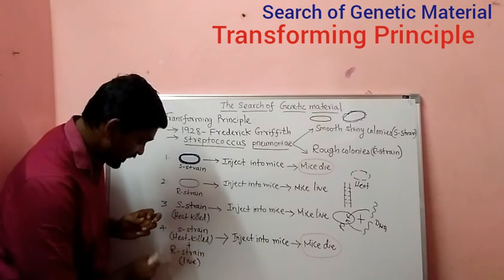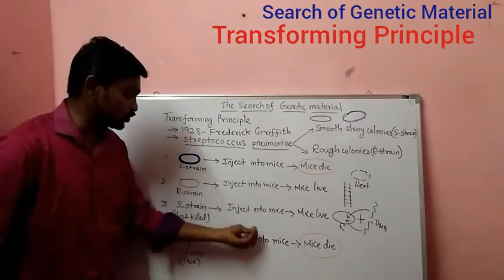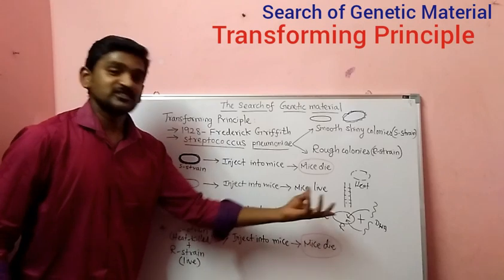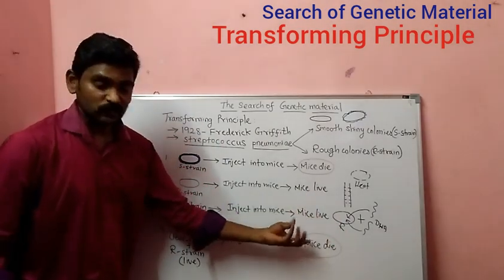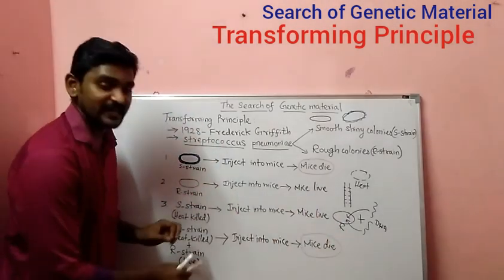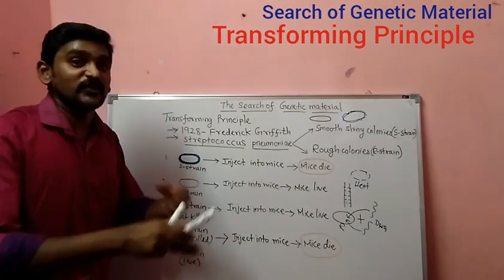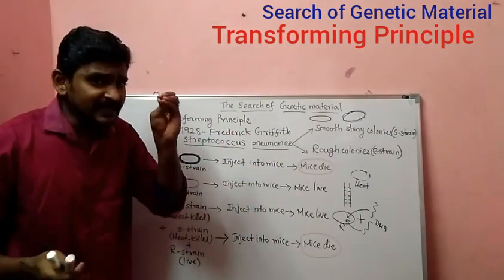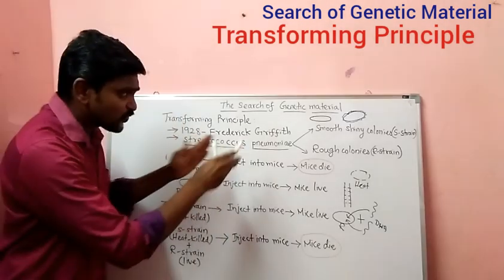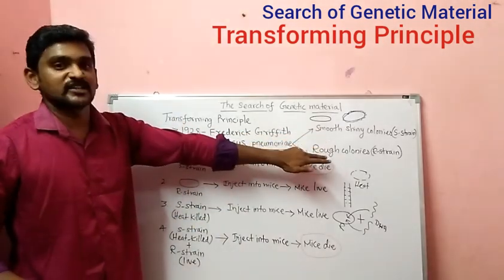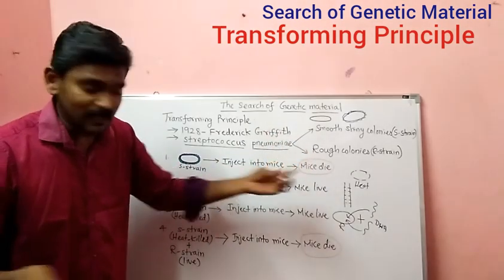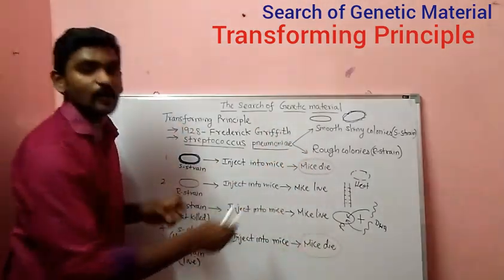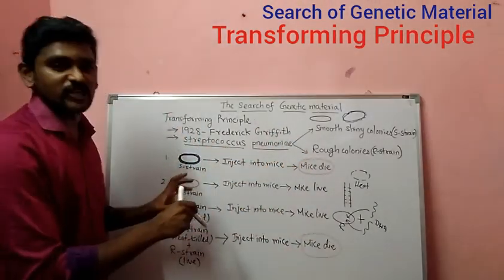So when they inject this mixture, the mice died. Why did it die? Because this normal R strain is transformed into the virulent form. Why is it transformed? Because some material, some factor, is transferring from S strain to R strain. So that is the reason why this caused the death of the mice. So this is the conclusion here.